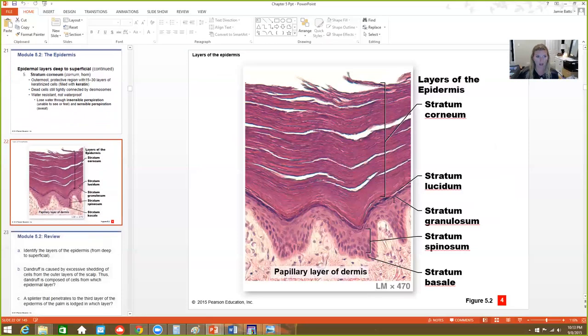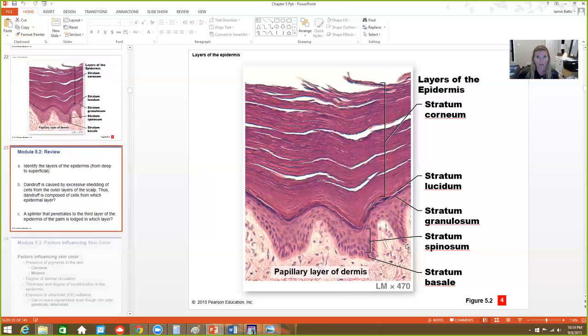So here you see those layers, stratum corneum, very large in thick skin. Cells are tightly packed and dried out. And you can see a little bit of that stratum lucidum, that clear layer. The stratum granulosum is that thicker, darker layer. Then the spinosum, you can almost see how some of those cells look a little crazy shaped, maybe a little pokey. And then this very bottom layer is our stratum basale. And then the papillary layer of the dermis.